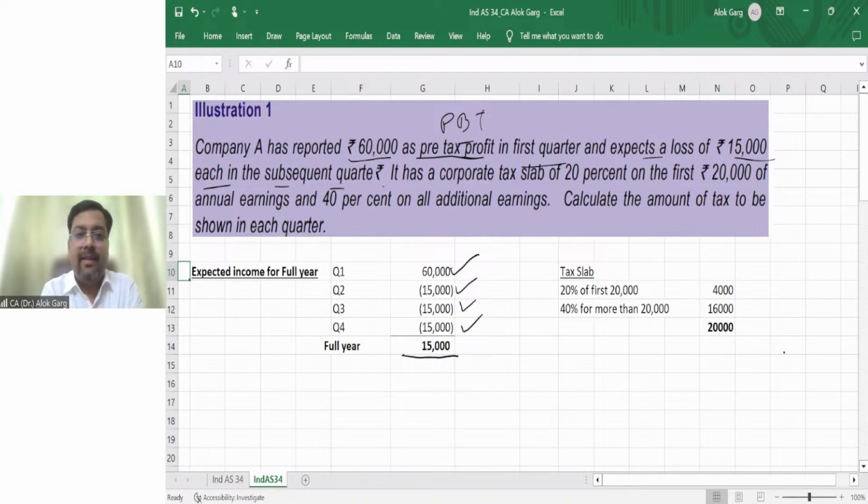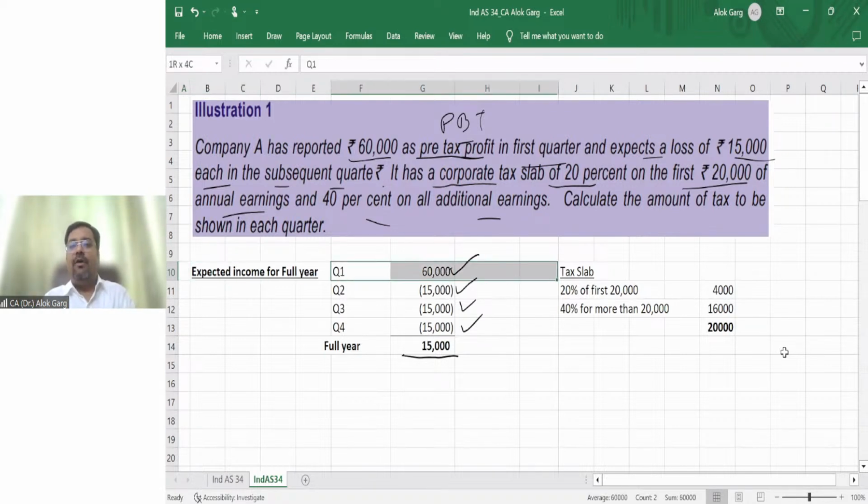Expected profit. It has a corporate tax slab of 20% on the first 20,000 of annual earnings and 40% on all additional earnings. What is the slab? For the first 20,000 profit, the company has to pay a tax of 20%. For the amount exceeding 20,000, the company has to pay a tax of 40%, right?